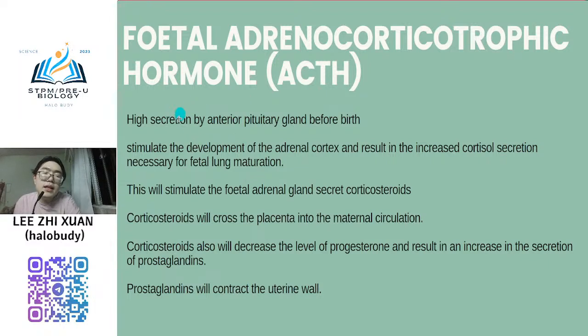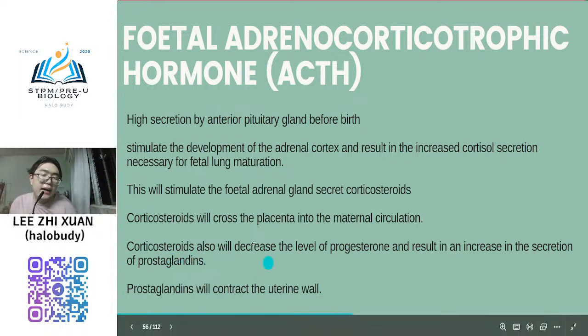Okay, so normally this one is highly secreted by the anterior pituitary gland before birth. It stimulates the development of the adrenal cortex and results in an increase of cortisol secretion necessary for fetal lung maturation. It also stimulates the adrenal gland to secrete corticosteroid, which causes the placenta to release into the maternal circulation. It decreases the level of progesterone and results in an increase in secretion of prostaglandin.